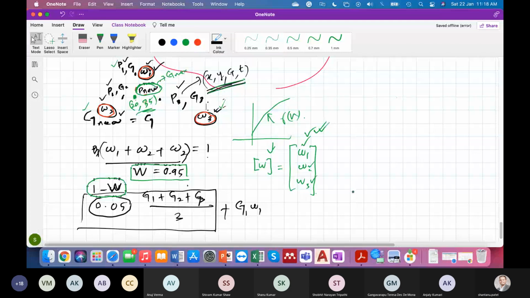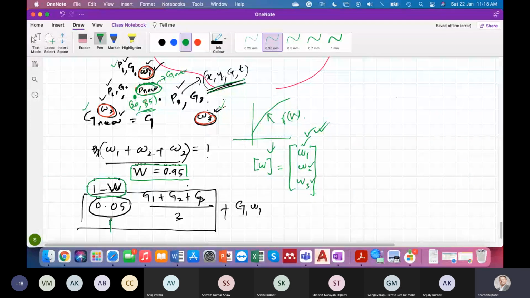And that is 0.05, right? And you just multiply this value with your average grade, G1 plus G2 plus G3 by 3. So that is the error part. Okay, so on top of that, what you need to do is you have to add this thing, G1 W1 plus G2 W2 plus G3 W3. Is this clear? So this will be your new grade G new.